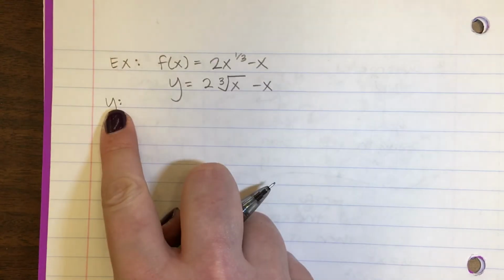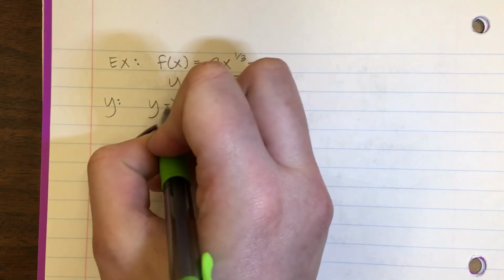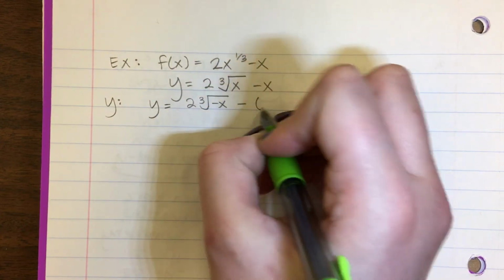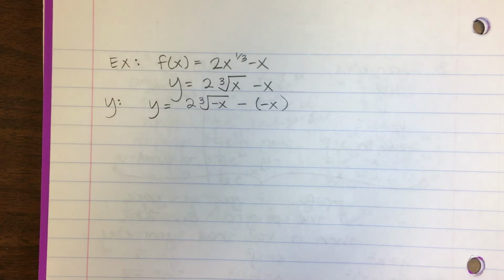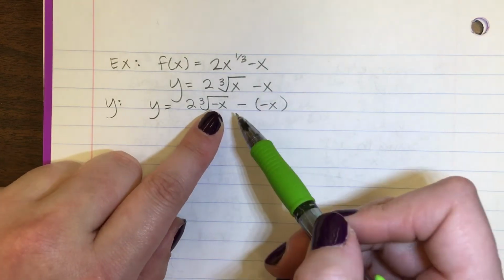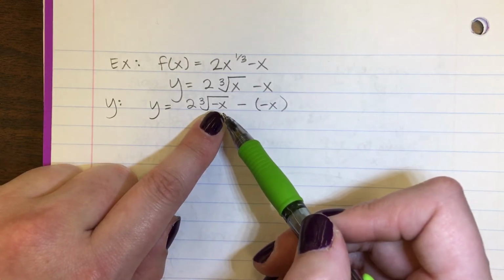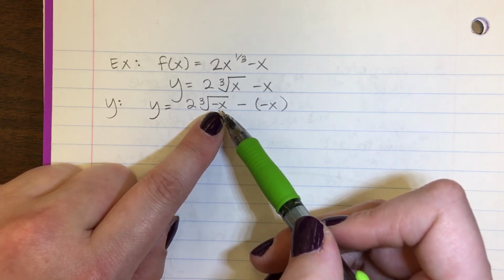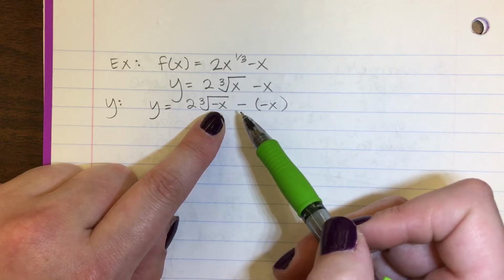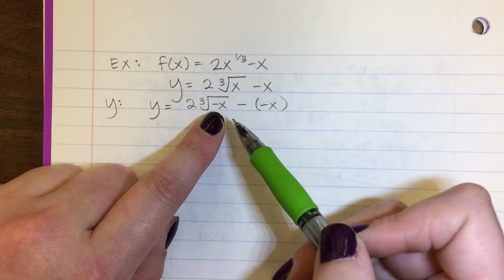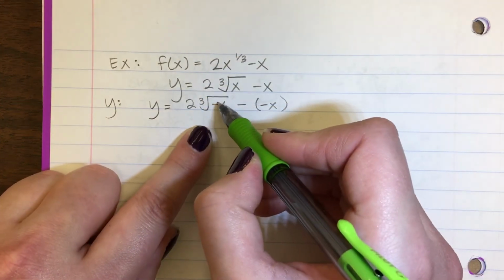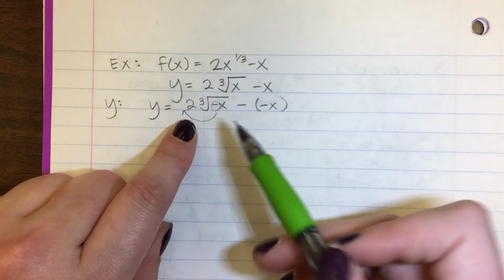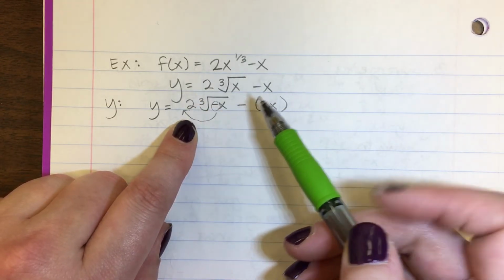So I have to test symmetry to the y-axis by plugging in negative x's, so 3rd root of negative x minus negative x. And if I simplify this, I have to think about what happens when I cube root a negative number. So square rooting negatives is not allowed, but cube rooting negatives is fine. If I take the cube root of negative 8, I get negative 2. So anytime you take the cube root of a negative, all it does is it brings the negative to the front, and you just have the negative version of that answer.